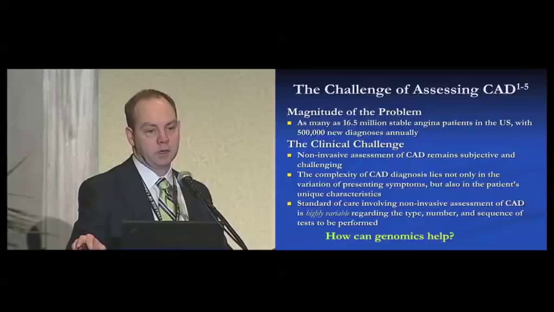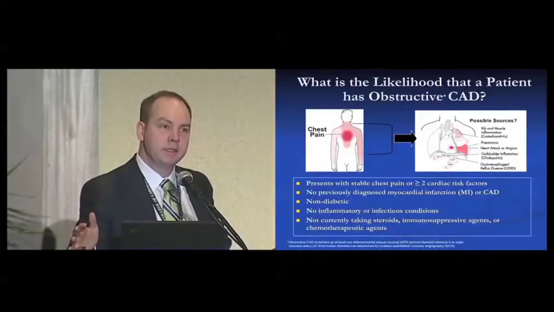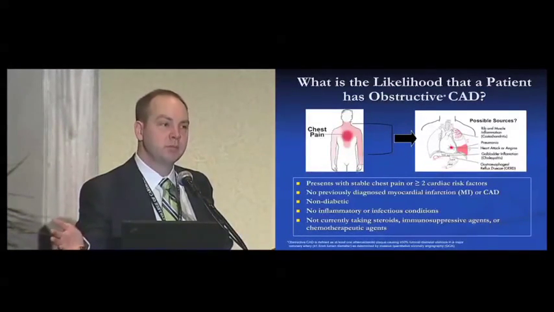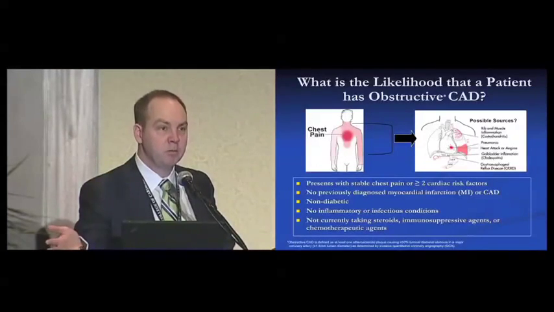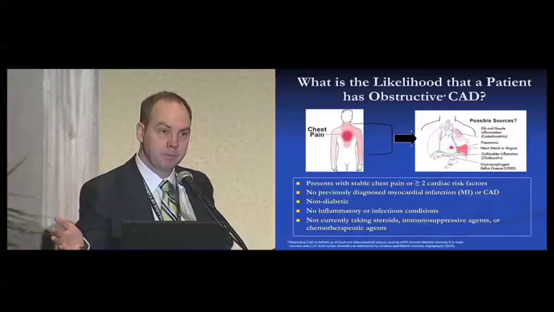So how can genomics help? Well, think of this test as a snapshot in time where you have a patient in your office and you want to know what is the percentage likelihood that at that moment that they're in your office that they have an obstructive lesion in their coronary artery.